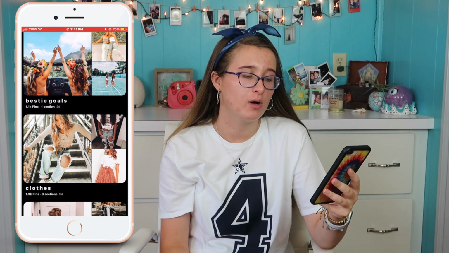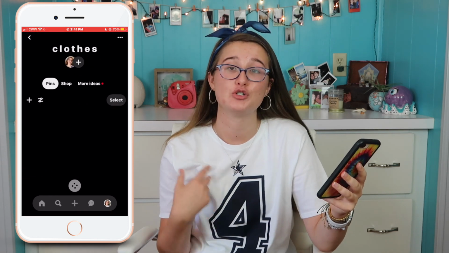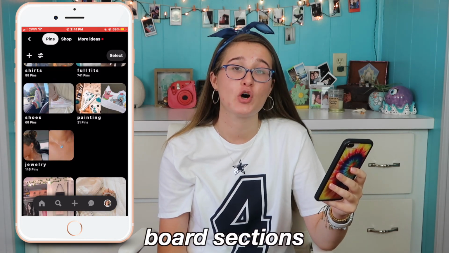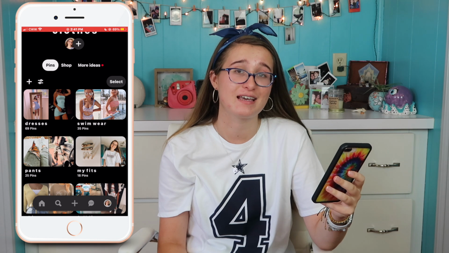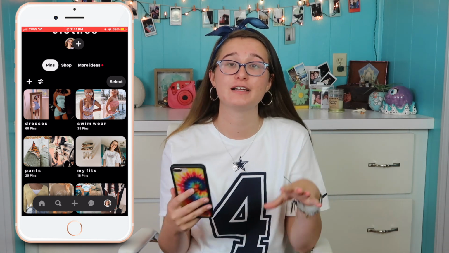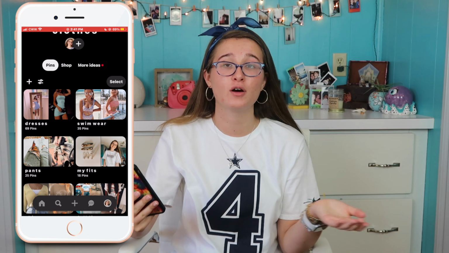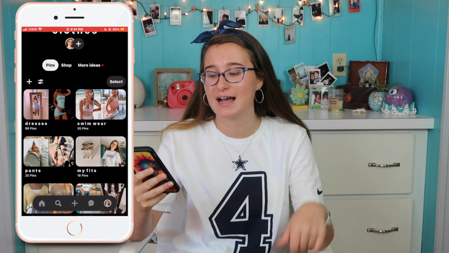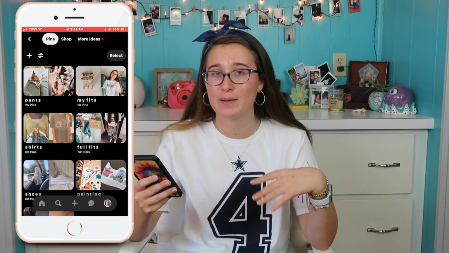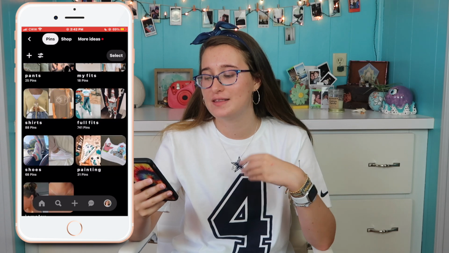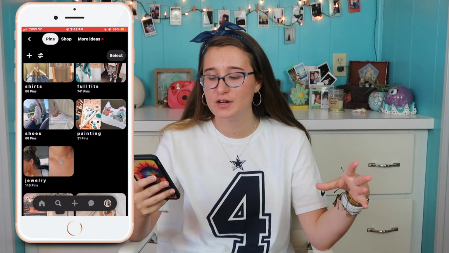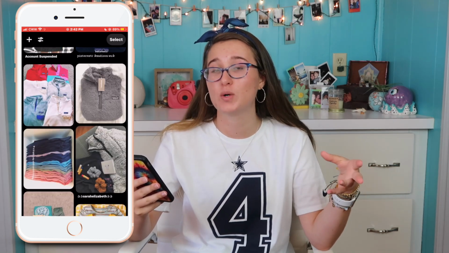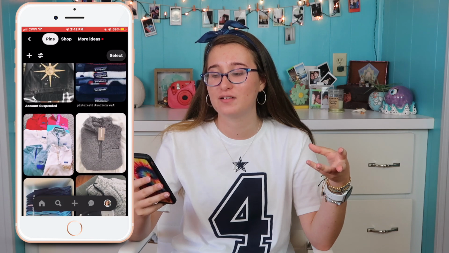So I'm going to go into one of my more complex boards. Let's go into clothes. Under clothes, you can see that I have a lot of different sections. Sections are so important for keeping things straight and for people to clearly find things that they may want to pin on your boards, and for you to easily go back later and find certain pins. Under clothes, I have dresses, swimwear, pants, my personal fits, shirts, full fits, shoes, painting, DIY clothes, and jewelry. And then the rest of it is just something that doesn't fall into one of those specific categories, but is still definitely clothes.